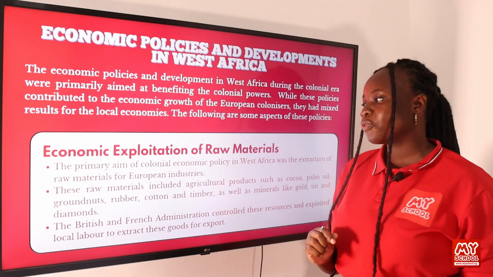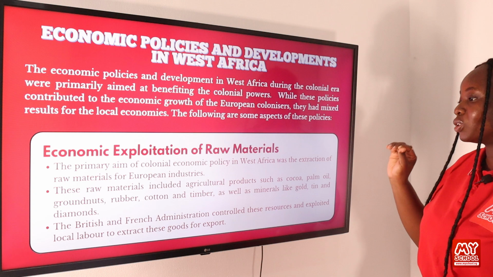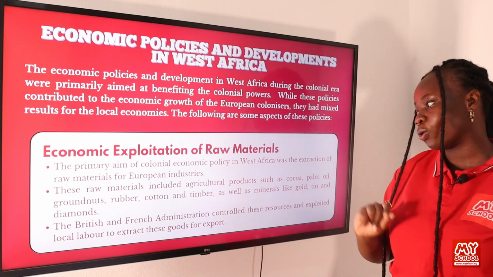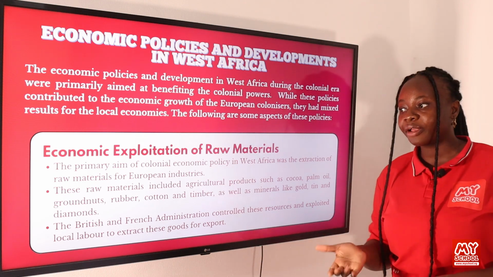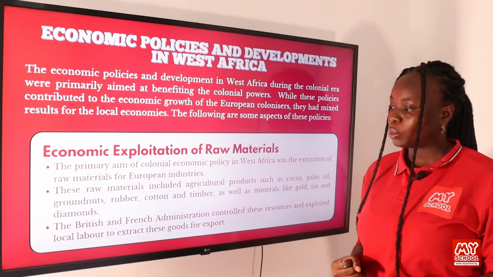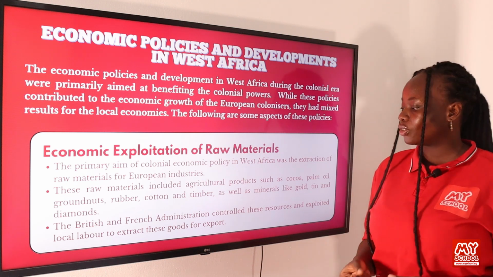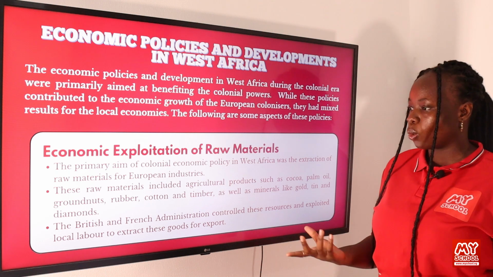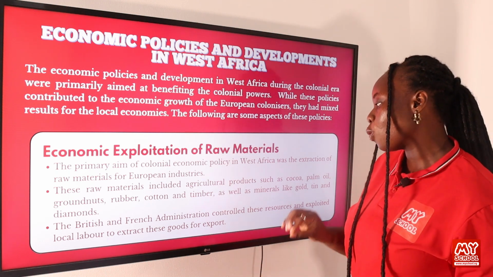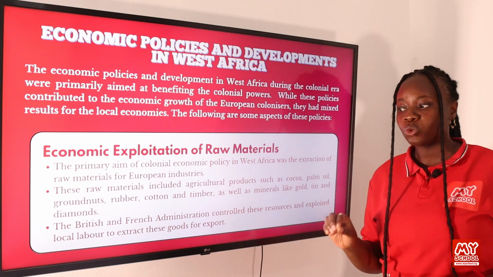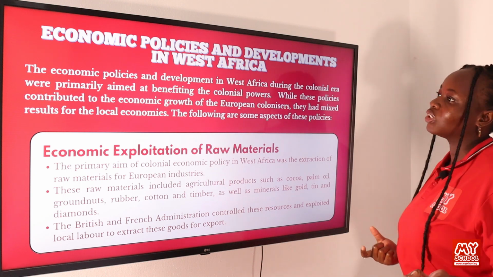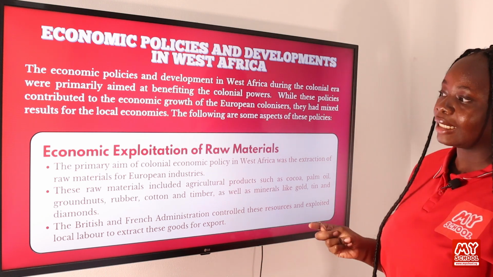So the primary aim of colonial economic policy in West Africa was the extraction of raw materials for the industries. These raw materials included agricultural products like cocoa, palm oil, groundnut, rubber, cotton, and timber. So these were the raw materials that were extracted from West African society. We also had minerals like gold, tin, and diamonds extracted as well. The British and French administrations controlled these resources and exploited local labor to extract these goods for export into European societies. Now let's move on to the next slide.